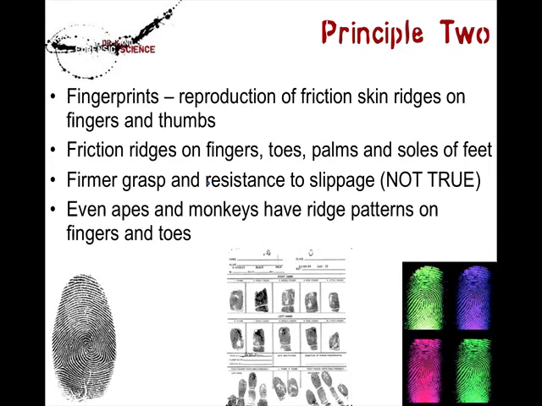We have these friction ridges on our fingers and our toes. We also have them on our palms and the soles of our feet. Even monkeys and apes have ridge patterns.